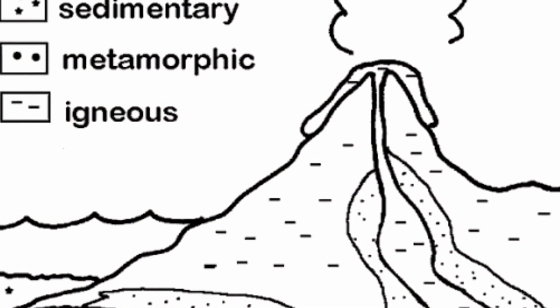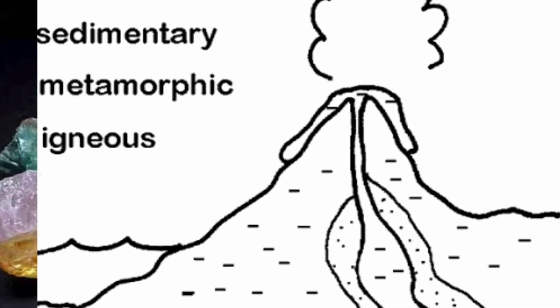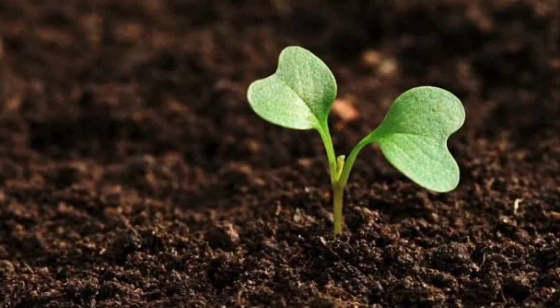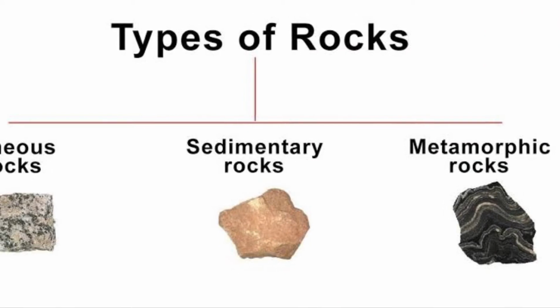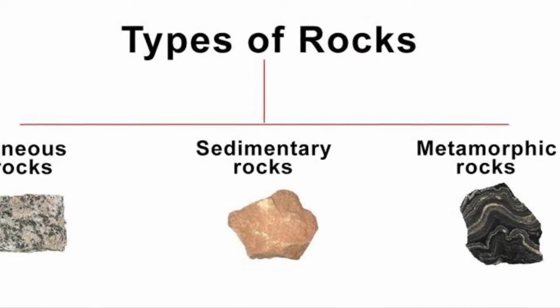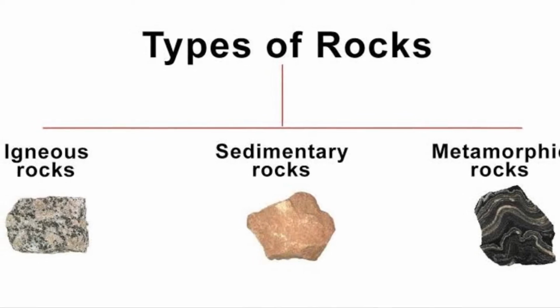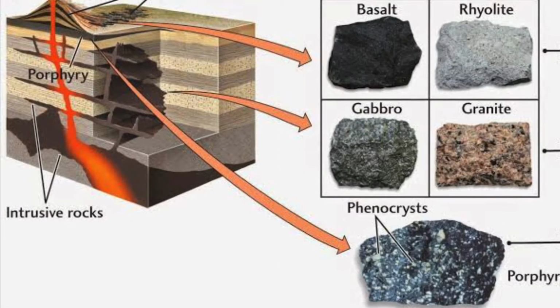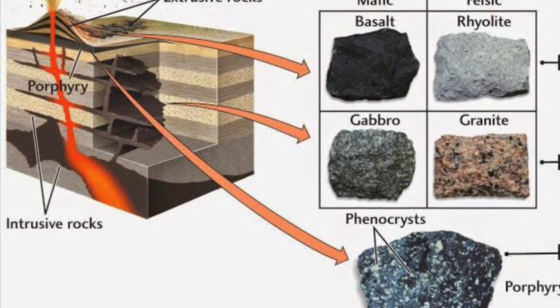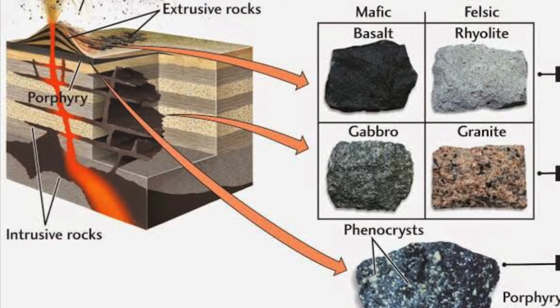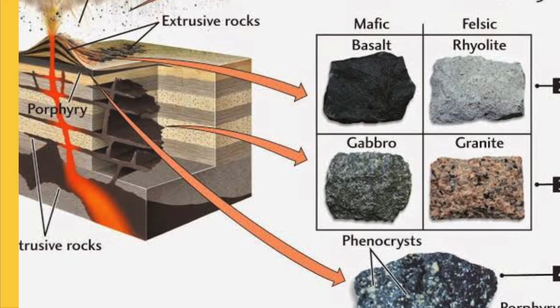Today we are going to learn about rocks, minerals, and soil. So now we are going to study the three types of rocks known as metamorphic rock, sedimentary rock, and igneous rock. Igneous rocks are the rocks which are made from quick cooling or slow cooling of lava.